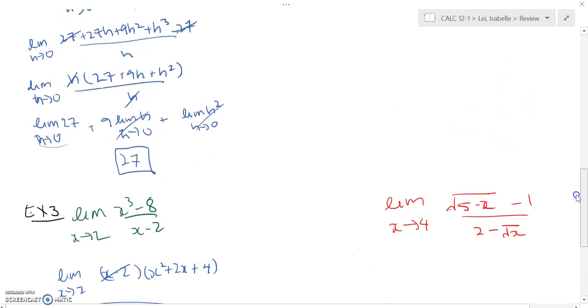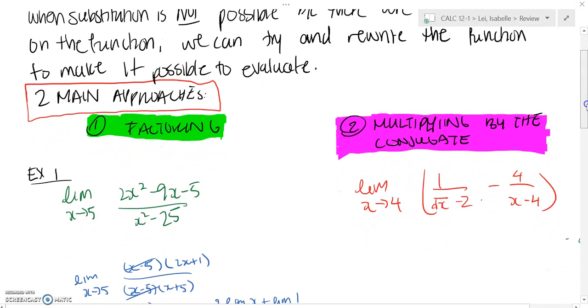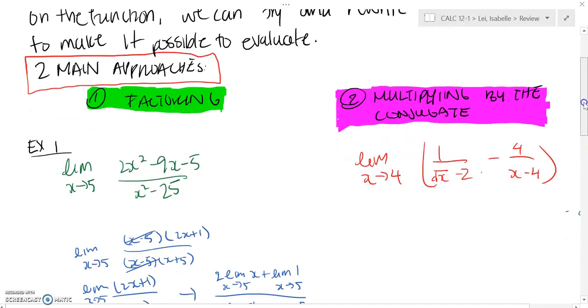So those are 3 examples of evaluating limits algebraically using factoring, but there is also another way of evaluating limits algebraically, which is multiplying by the conjugate. The conjugate is most often used when a function has a root in either the denominator or the numerator. So by multiplying the function by the conjugate of the numerator or denominator on both top and bottom of the function, we can usually find the limit of the function because it cancels one of the roots out.